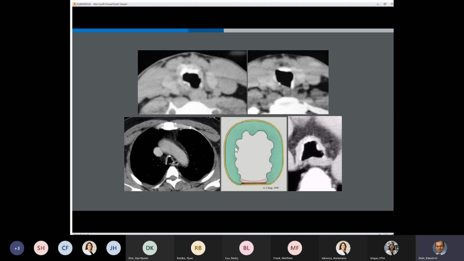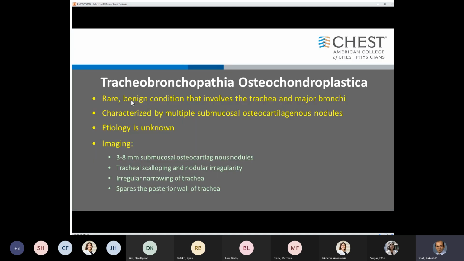The cartilage has all these nodules that grow and protrude into the lumen. It is a benign condition. Etiology, we don't know. But what you will see are all these nodules protruding in, and the posterior membrane is spared because there is no cartilage there.